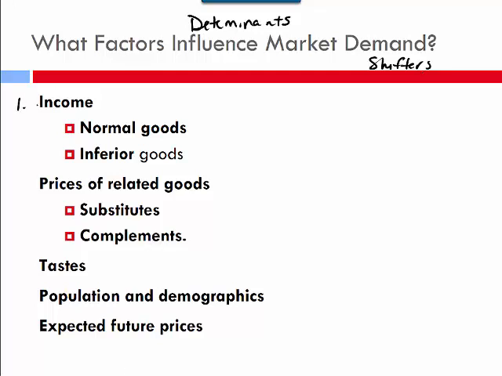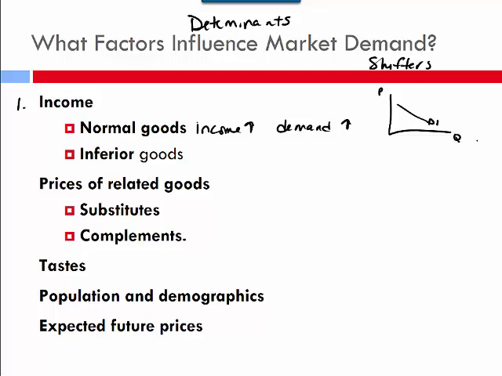What does income do to demand? It depends on the product, all right? If it's a normal good, then as income increases, we see demand increasing or shifting to the right, all right? So it looks like this. Here's the demand curve. Income goes up. We'll call that demand 1. Here's the price. Here's the quantity.